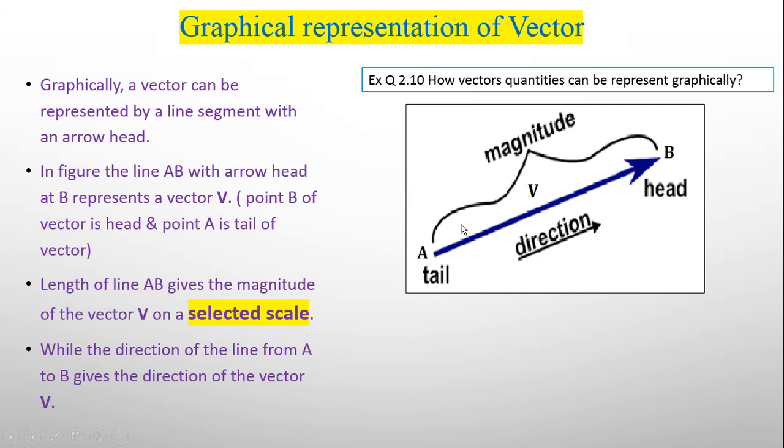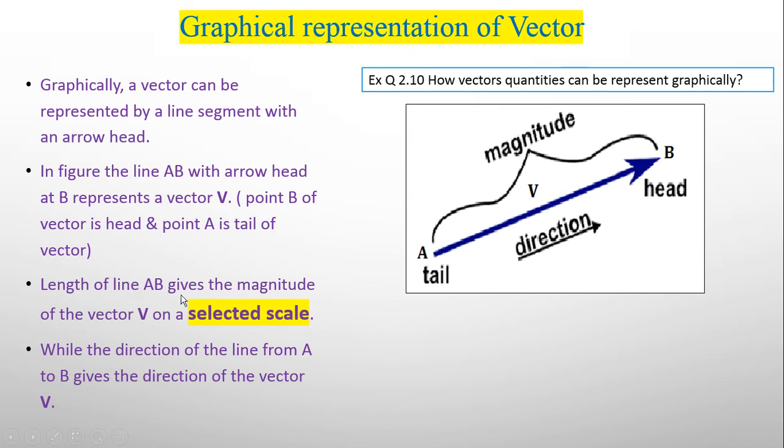In this figure, this line AB, with the arrowhead at point B, represents the vector V. Look at this figure. Here is point A. This point A is the initial point of this vector, called the tail of the vector. And here is point B, the ending point of the vector, where you can put the arrowhead, called the head of vector V. And this arrowhead also represents the direction of the vector.